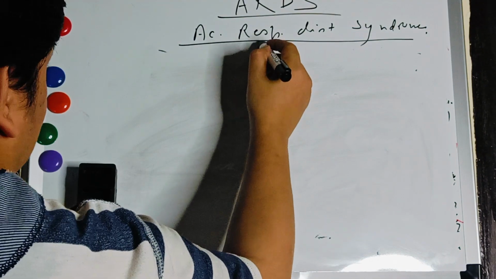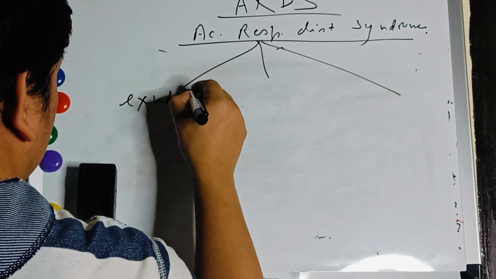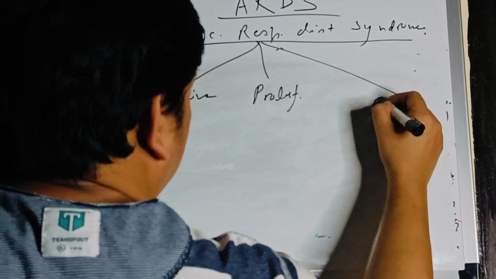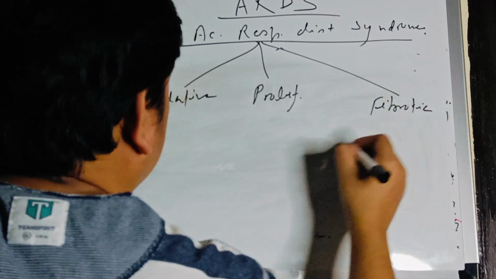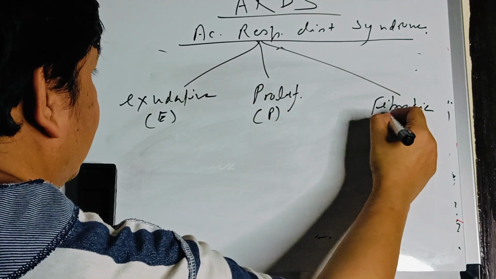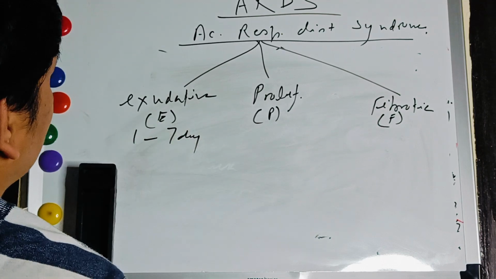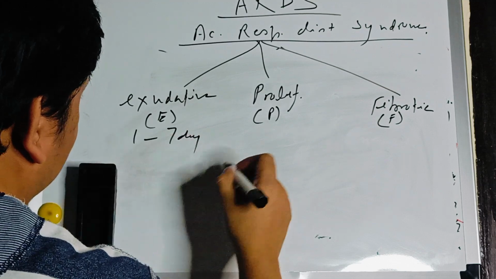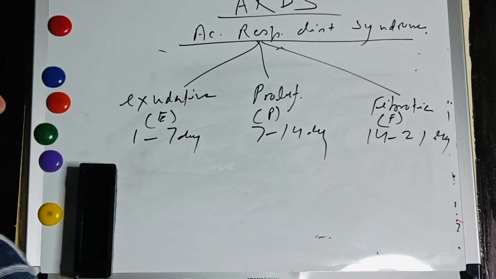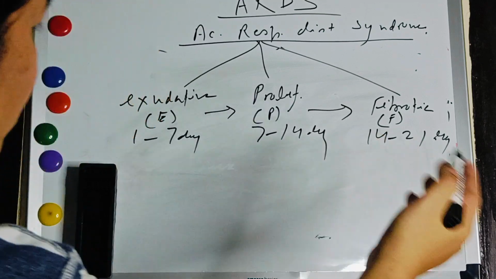Pathological phases of ARDS can be divided into three phases: exudative, proliferative, and fibrotic phase. EPF: exudative, proliferative, and fibrotic. Initially up to 7 days from the insult, this phase is around 7 days, and this is 7 to 14 days, and this is 14 to 28 days. This is a rough idea. This is the disease progression. If the intervention has not been done, the disease will progress like this.